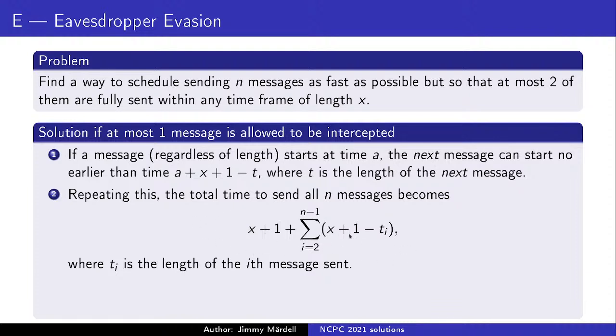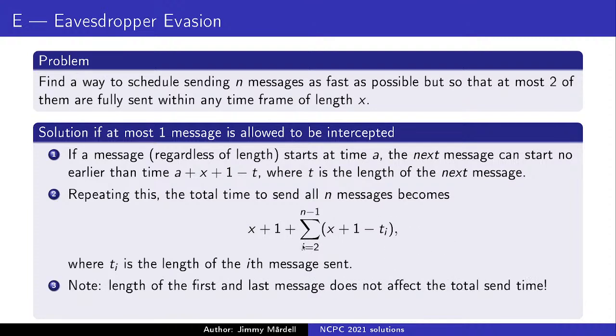So the total time to send all n messages becomes this quantity. One thing to note is that the length of the first and the last message doesn't affect the sending time. The t_i's only show up for i from 2 to n minus 1. The length of the first and last messages are irrelevant here.